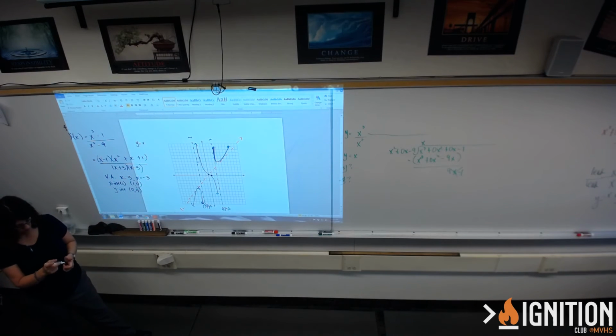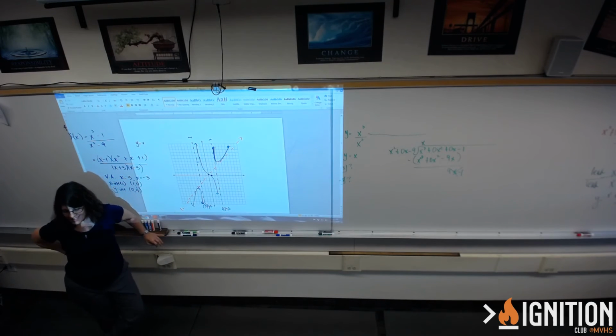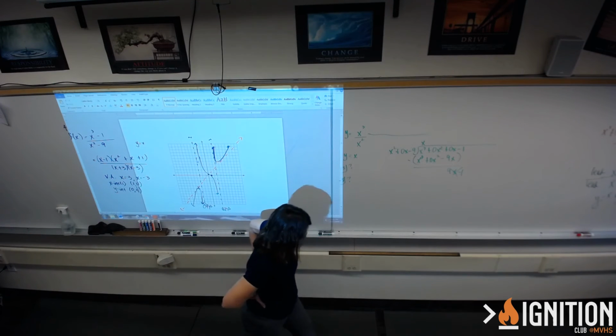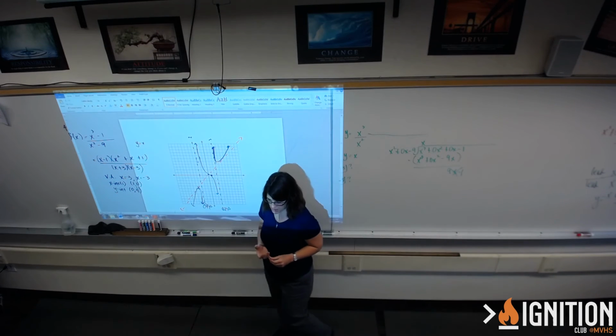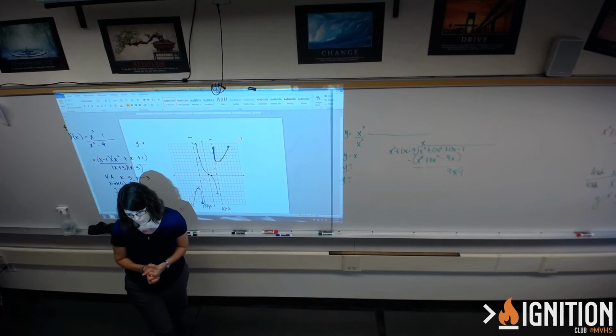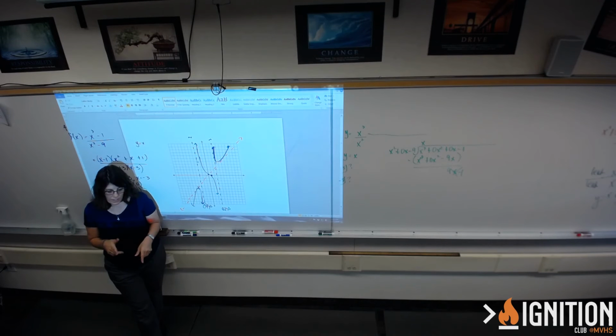There's something else wrong with this graph. Yeah, Tommy. I can't hear you. The oblique only approaches, it's not like a vertical asymptote. Okay, so the oblique only approaches, it's not a vertical asymptote. I don't quite understand what that means. Like you can't plot the oblique through the graph. Keep going.